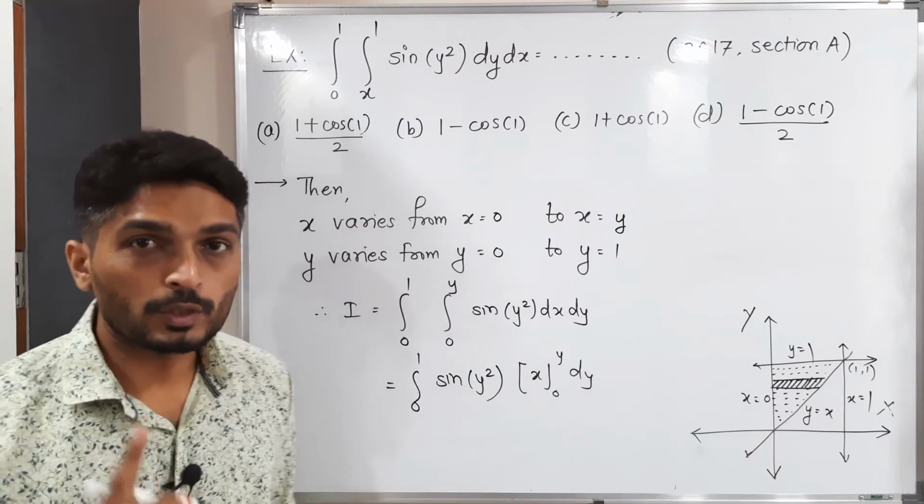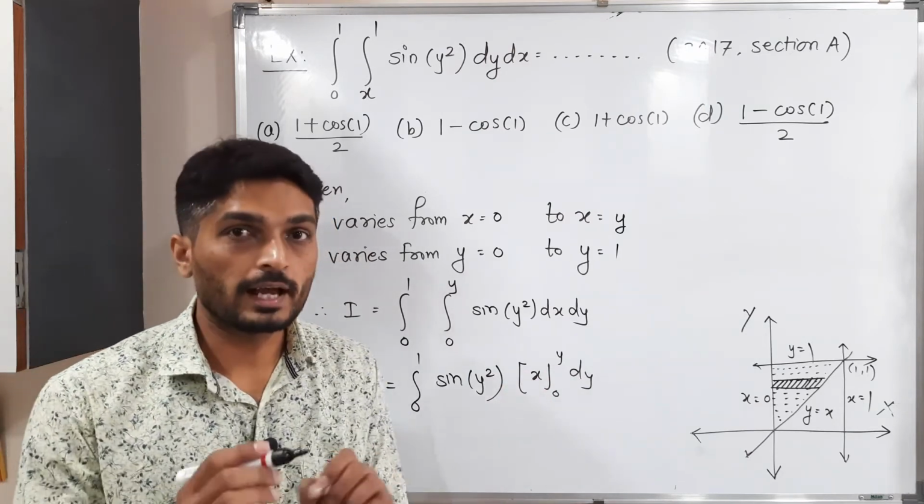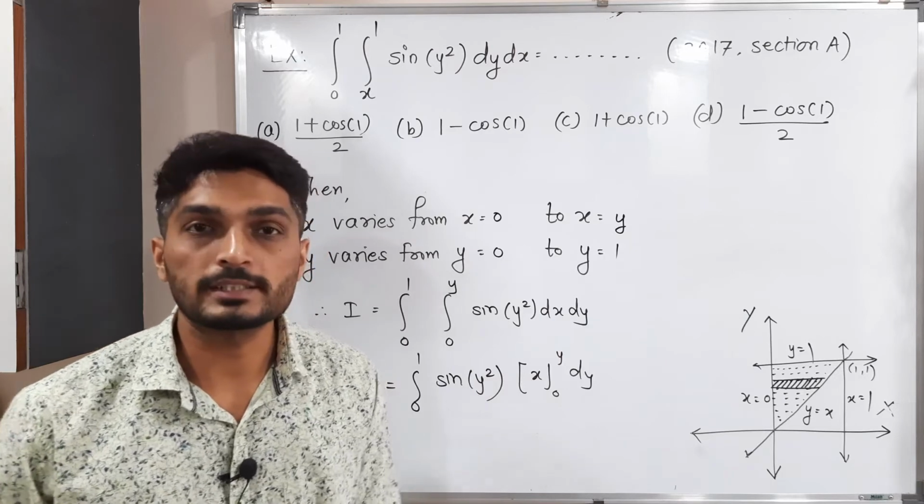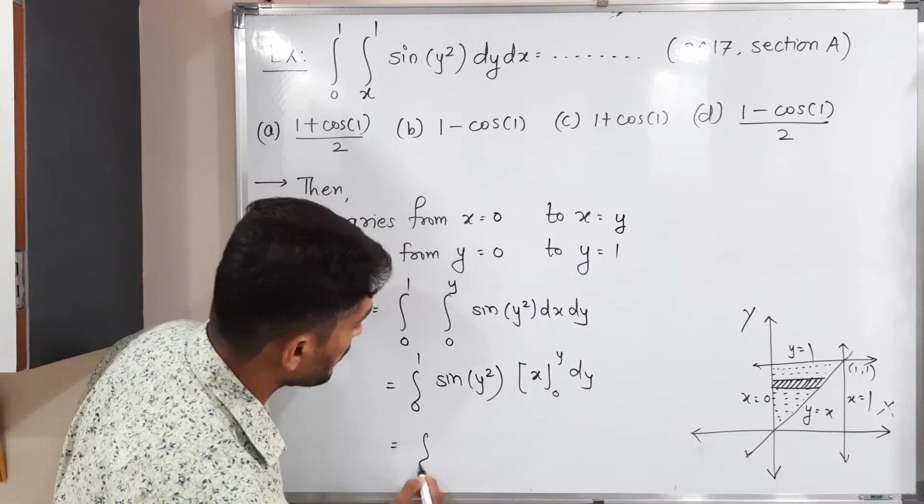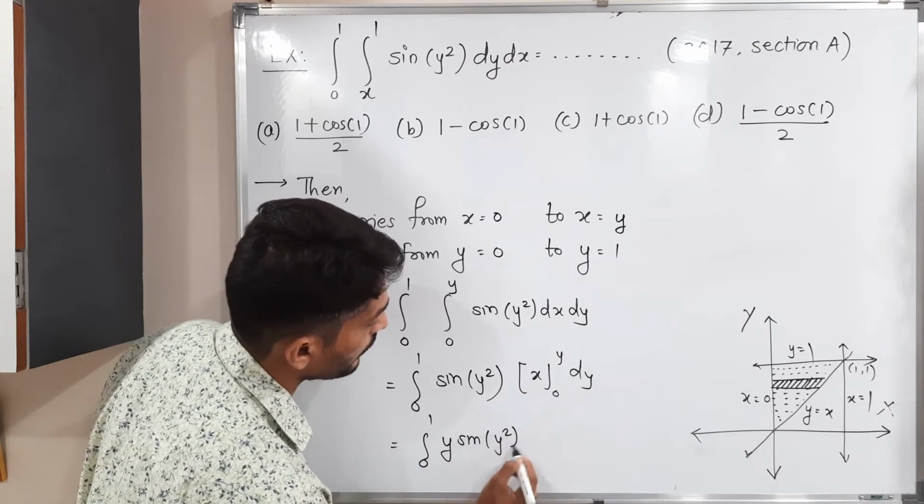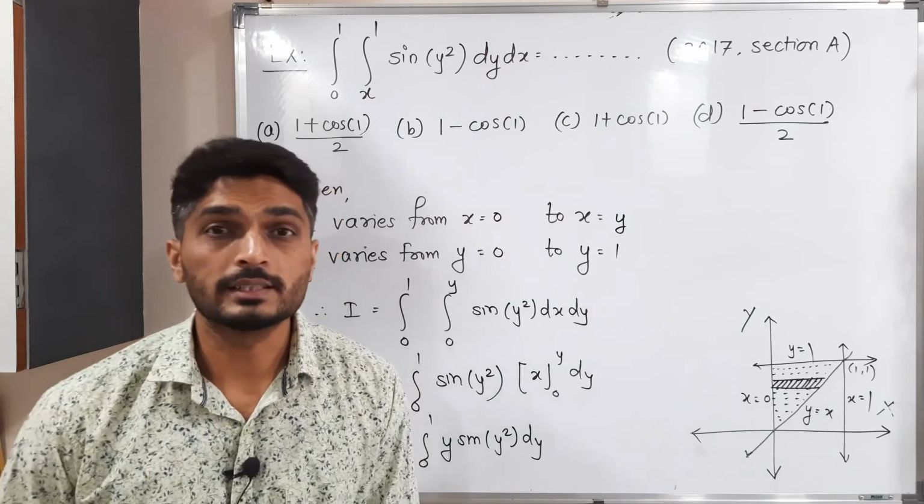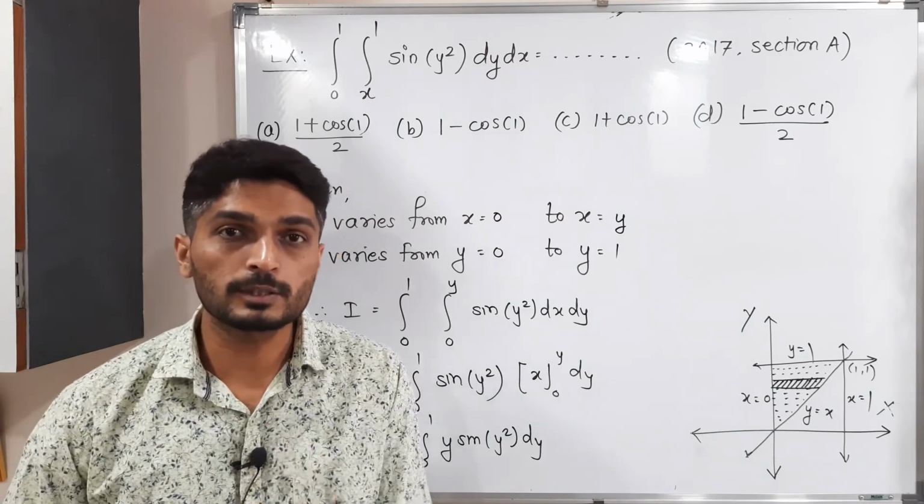After that, we have to put the upper limit, then the lower limit. If I put the upper limit y, we will have y minus 0. y minus 0 is y. So this is equal to the integration from 0 to 1 of y sine y square dy. Again, we cannot solve this integration directly.